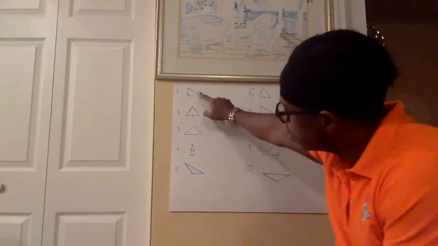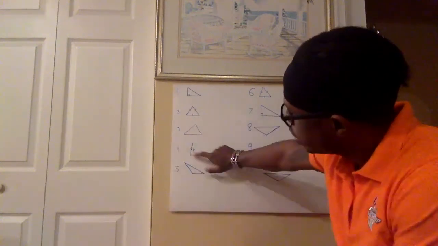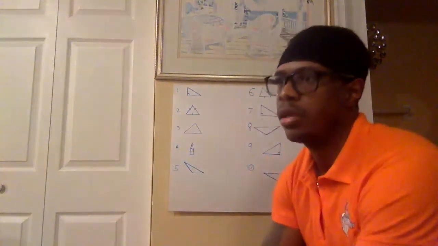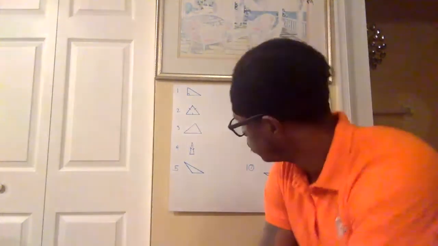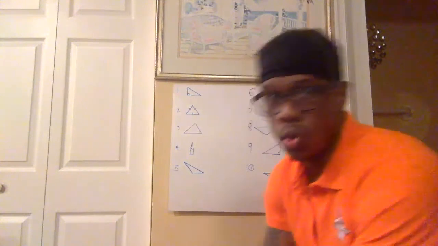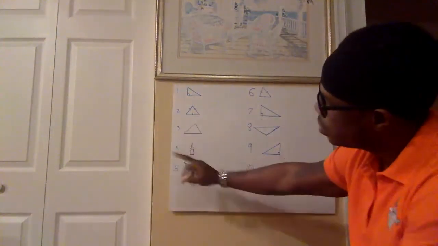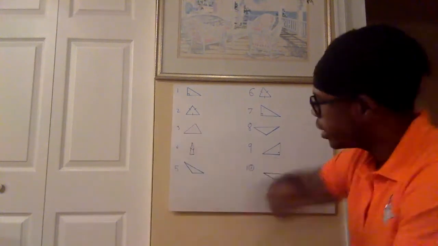acute, acute, right angle. What about number four? What if I were to say number four is a right angle triangle? Would I be correct? No, I would be incorrect. Number four is also an acute angle triangle.